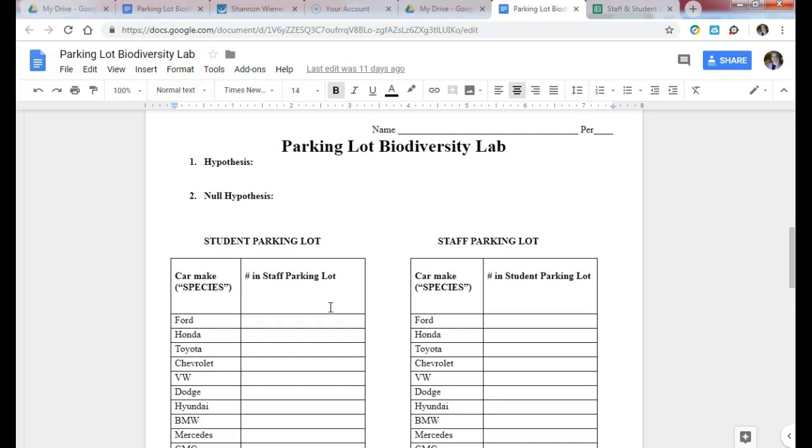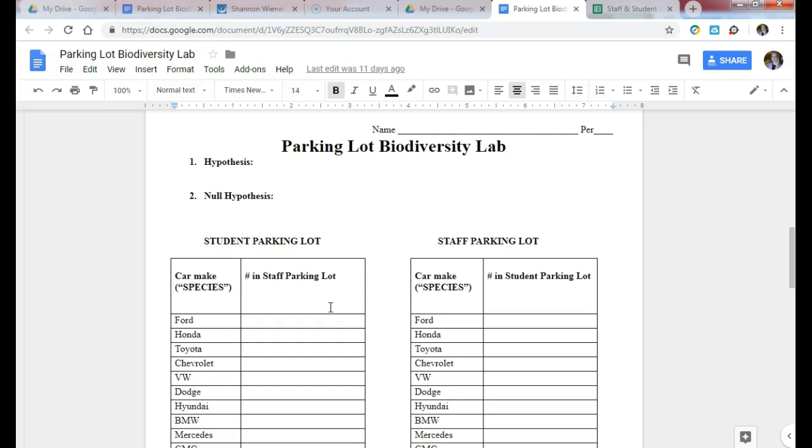So wherever you start, you're just going to go down the row and put a tally mark, okay? You'll notice these are mislabeled. Where it says student parking lot, it says number and staff parking lot. I did not make this sheet, but they're mislabeled. So just cross off the labels at the top, and then it'll make it easier for you. So staff and students.